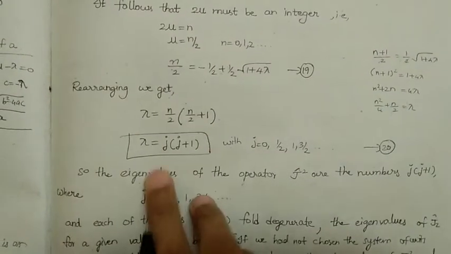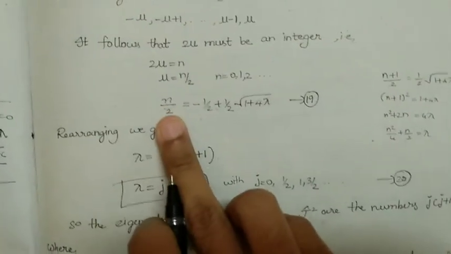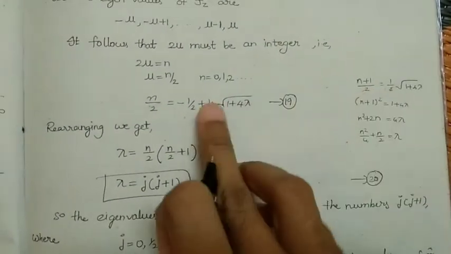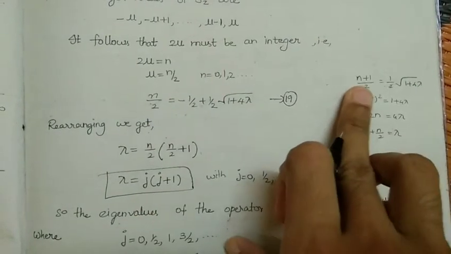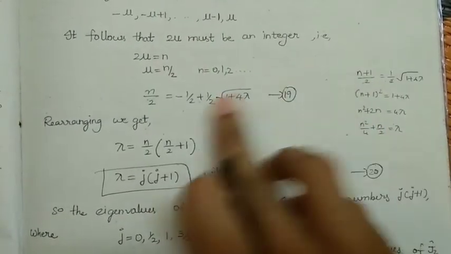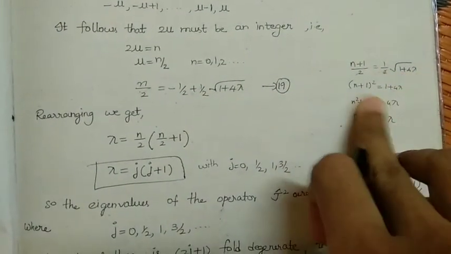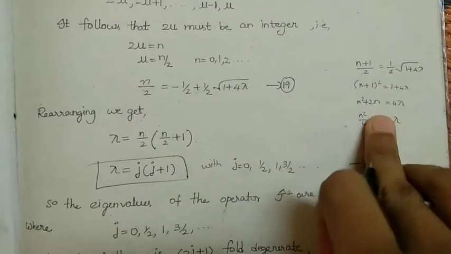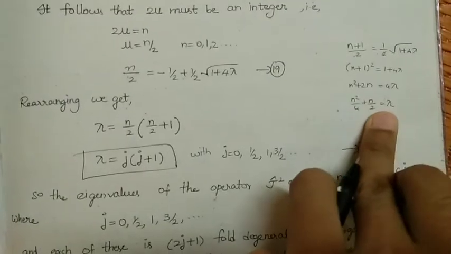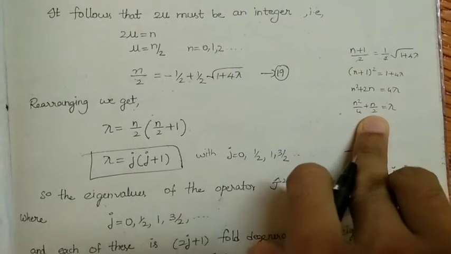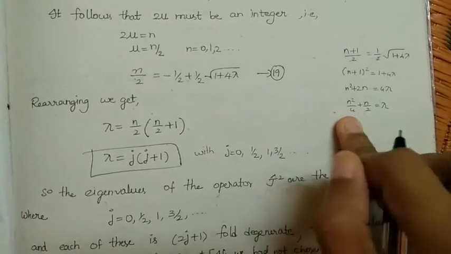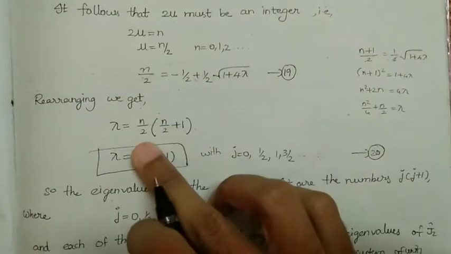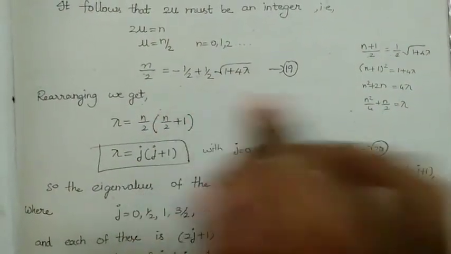We have replaced mu with n by 2. Now if we do the rearranging, sending this minus half to that side, n by 2 plus half, that is n plus 1 by 2, and the 2 would get cancelled. Squaring on both sides, n plus 1 whole square is nothing but n square plus 2n plus 1. So 1 would get cancelled, and dividing by 4 we would have n square by 4 plus n by 2. n square by 4 is nothing but n by 2 whole square. If we take n by 2 common, we get n by 2 into n by 2 plus 1. That is the simplification procedure for lambda.